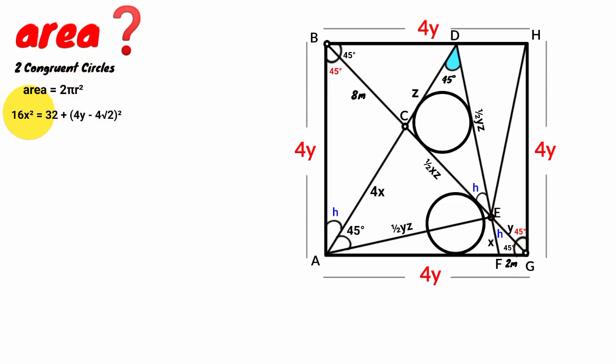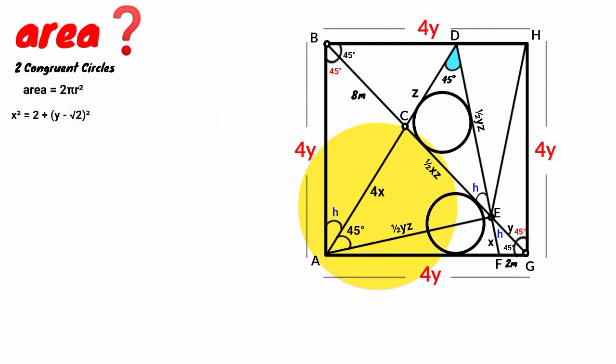This 4x all squared is 16x squared. From 4y minus 4 root 2, we can factor out 4. So it is 4 into y minus root 2. 4 squared is 16. From 32 plus 16, we can factor out 16. So it is 16 into bracket 2 plus y minus root 2 all squared. This 16, eliminate this 16. Keep this aside.